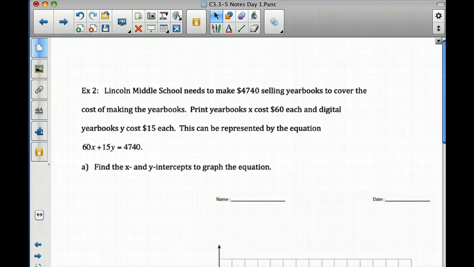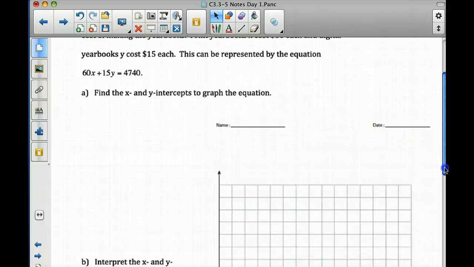This can be represented by the equation 60x plus 15y equals 4,740. Okay, so $60 for the print yearbooks, and there's X amount of those. We don't know exactly how many. But then there's $15 for the digital copies. That's Y. We don't know how many, but we're going to multiply them together. And if you add all of them up, we have to make $4,740. Everybody kind of understand that equation? Okay. All right. Let's find the x and y intercepts of that equation.